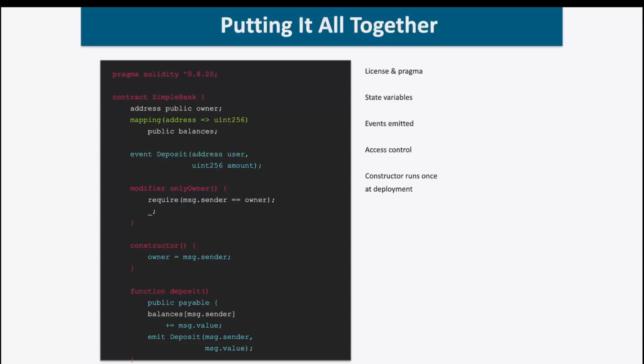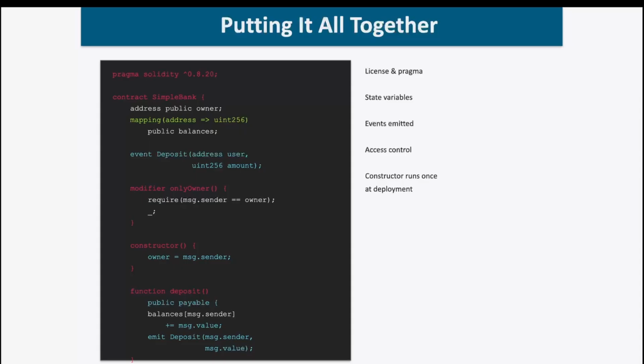Then we have a few events. We have a Deposit event, which is emitted when someone deposits, and a Withdraw event when someone withdraws. Off-chain systems listen for these. The onlyOwner modifier ensures only the owner can call certain functions. Then we have the constructor. This is a special function that only runs once at deployment. It's useful for setting initial data values. Here, message.sender is the person deploying the contract. We store them as the owner.